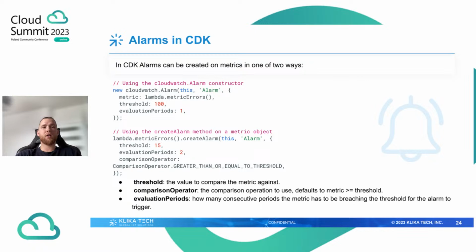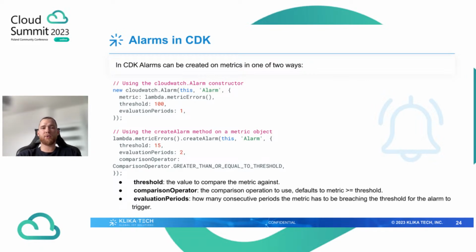In CDK, an alarm can be created on top of a metric in one of two ways. The first way is to use the CloudWatch alarm constructor and pass in a metric object that you want to create an alarm for. Then you can specify the threshold, evaluation periods, and any other properties of the alarm. The second way is to use the createAlarm method on a metric object. This method creates an alarm for the metric with the specified options. You can pass in the alarm threshold, evaluation periods, and comparison operator, as well as any other options that are available for CloudWatch alarms.